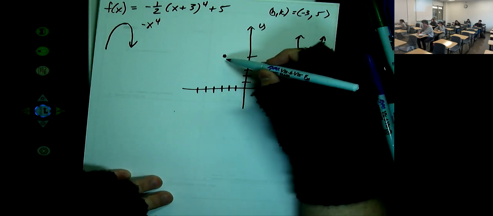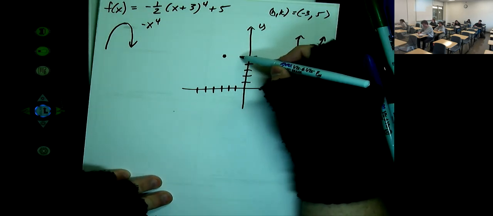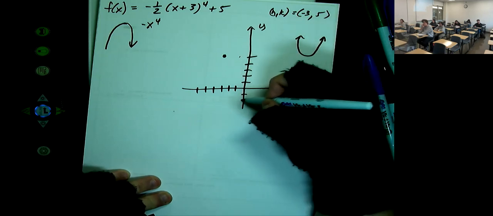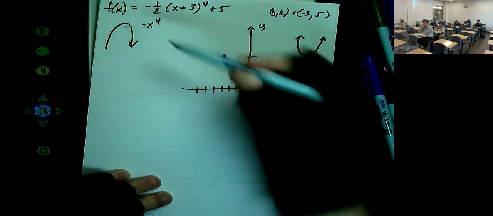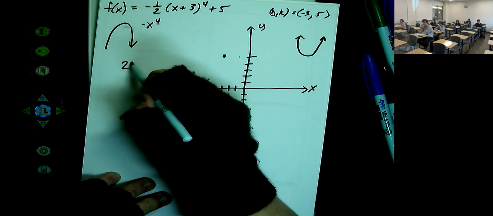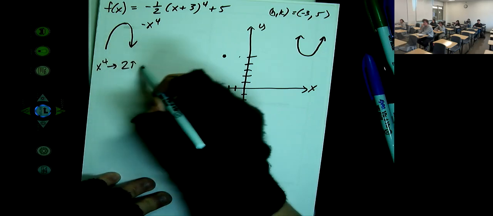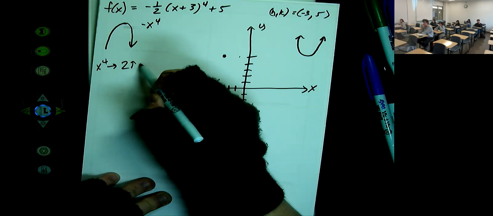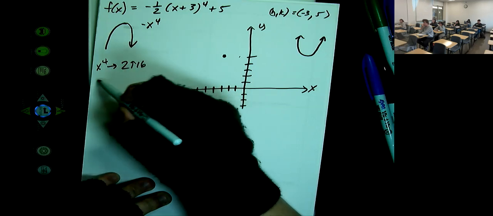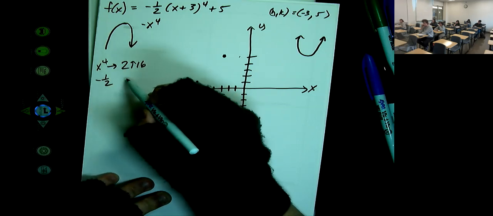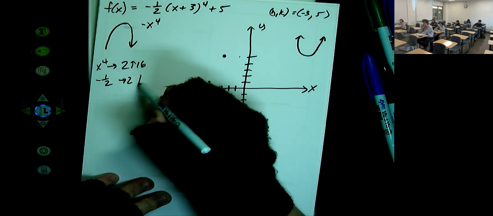So if I go right 2, I would normally go down, oh shoot. If I go right 2, I would go up 16. 2 to the fourth power is 16. For x to the fourth, right 2 is up 16, but now we've got a negative 1/2 there. So when I go right 2, I go down 8.